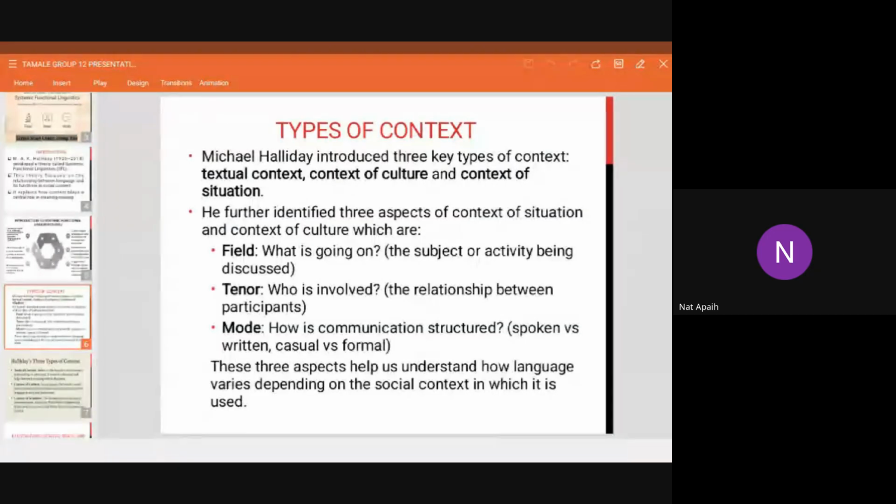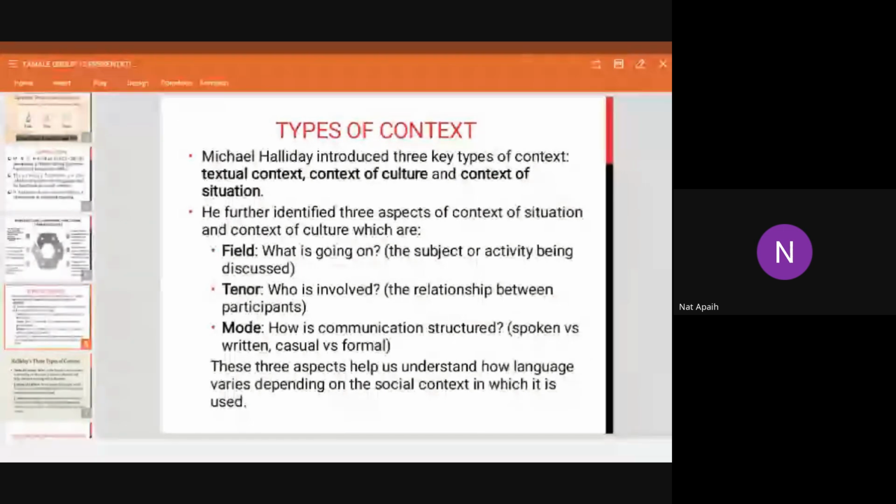Then we have the tenor. The tenor is who is involved. Who are the people doing the communication? And what is the relationship between the two of them? So like I already said, one example is a teacher and a student. So what is the relationship between them? That is the tenor.